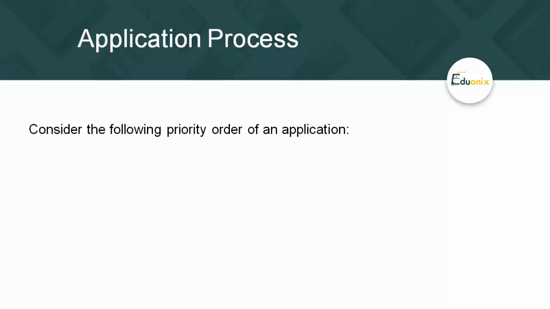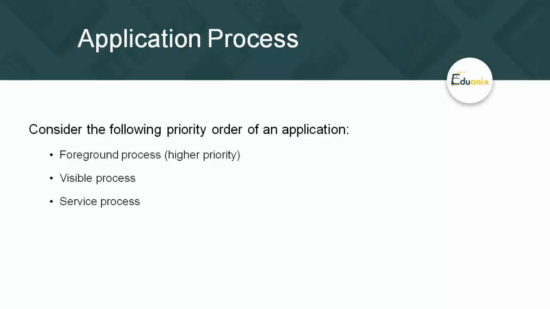Consider the following priority order of an application: foreground process, visible process, service process, background process, empty process. In case of low memory, the Android system will first kill the applications with the least priority process and increase the remaining memory available for other applications to enhance the system performance.